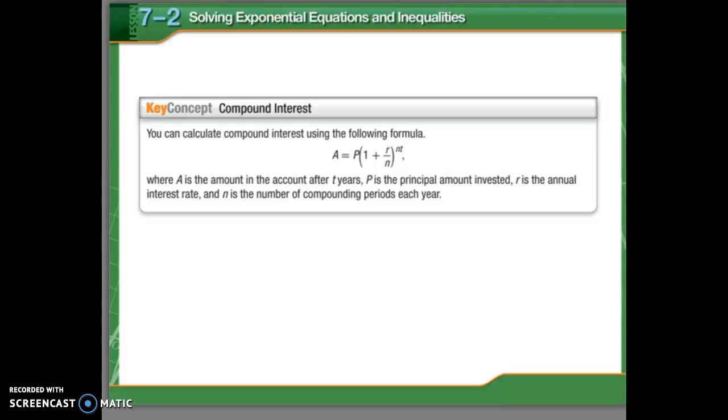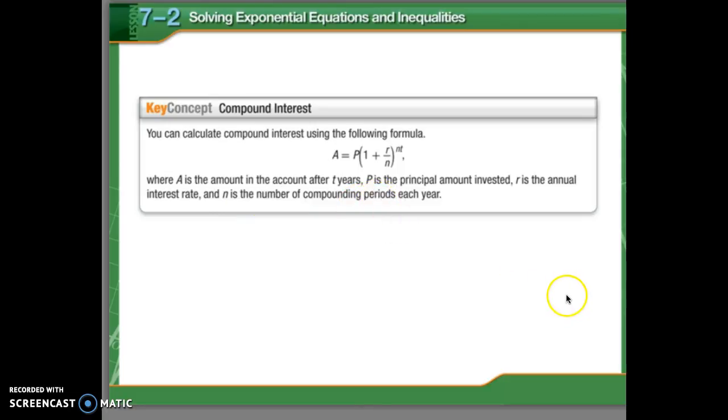Okay, our next key concept for this lesson is the concept on compound interest. And the compound interest equation looks like this. It says the amount of money that you have in some account after some number of years is equal to P, which is the principal or the beginning amount that you put in the account, times 1 plus R over N. R is your rate of interest. N is the number of compounding periods each year. And this is multiplied or raised to the n times t power.